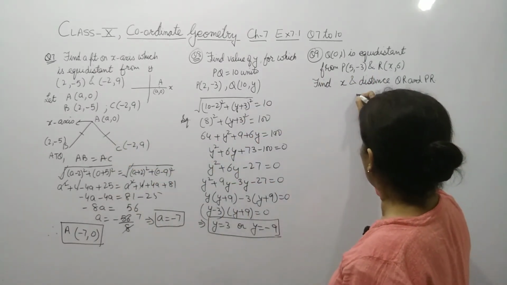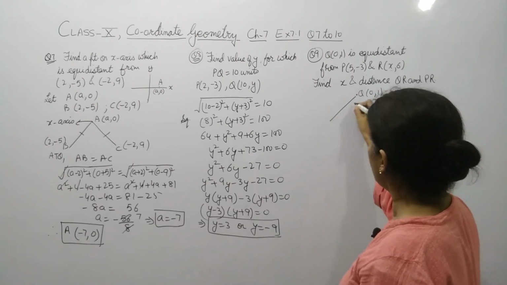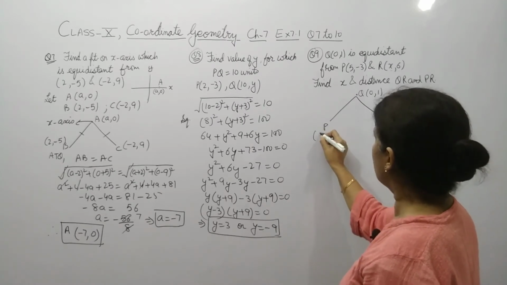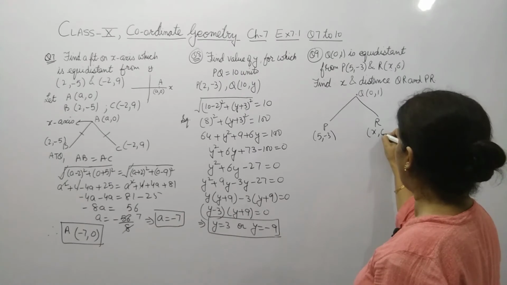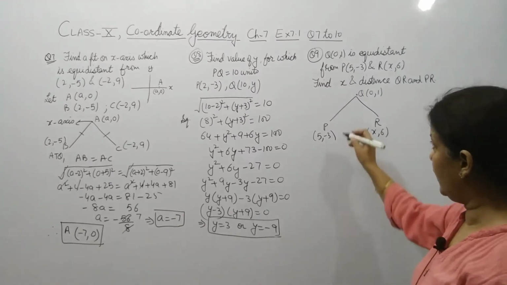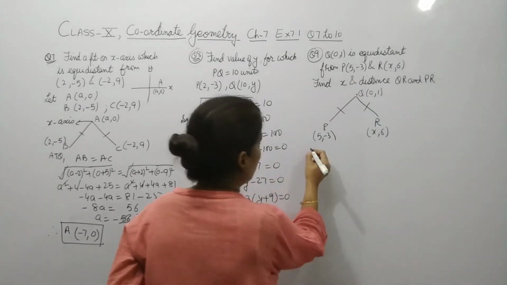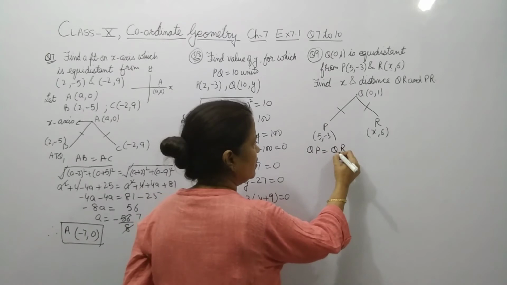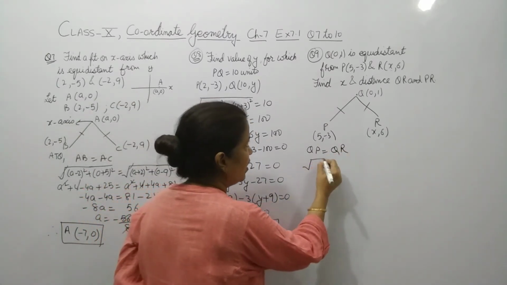So Q is equidistant from P and R. So 5 minus 3, and this is x and 6. Equidistant means equal distance. So what we will do? It means QP equal QR.